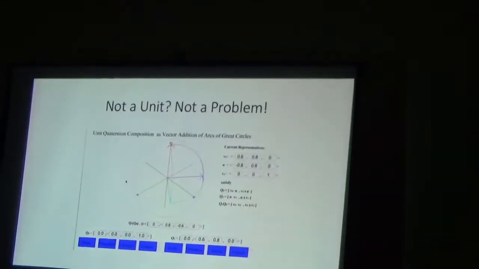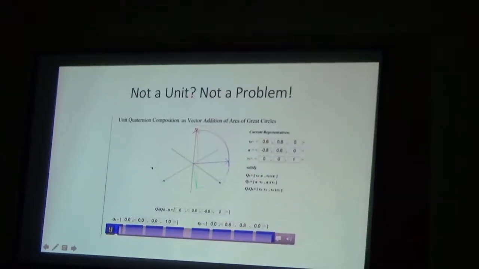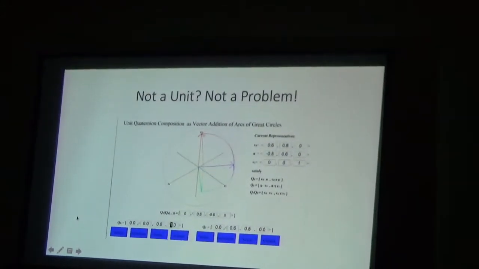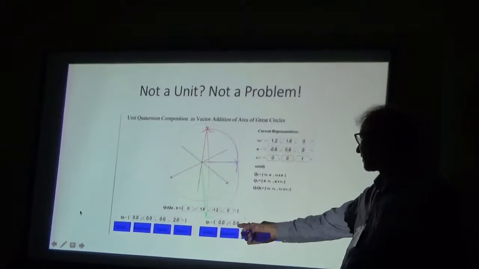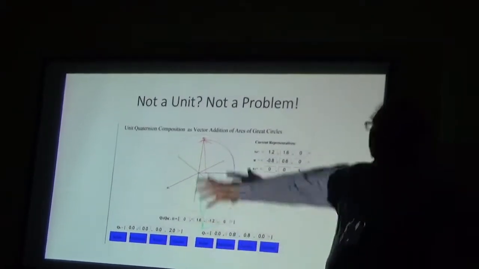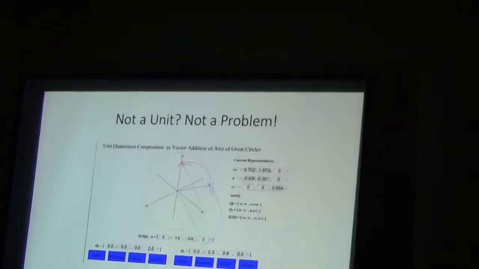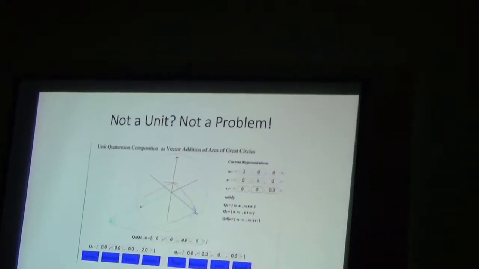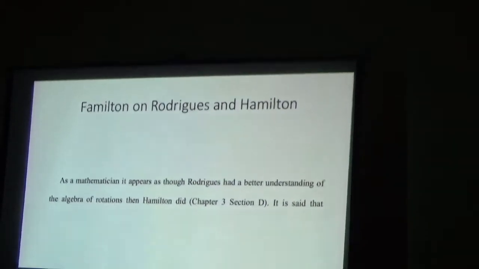So I'm going to go through, not a unit, not a problem. I wondered what happens if I put a non-unit quaternion in. No problem, I can scale the 1 to a 2. I can scale these to 3 and 4, for instance. My representative vector, the algorithm just did it automatically, and it actually works. So, general quaternions. Hamilton on Rodrigues and Hamilton.